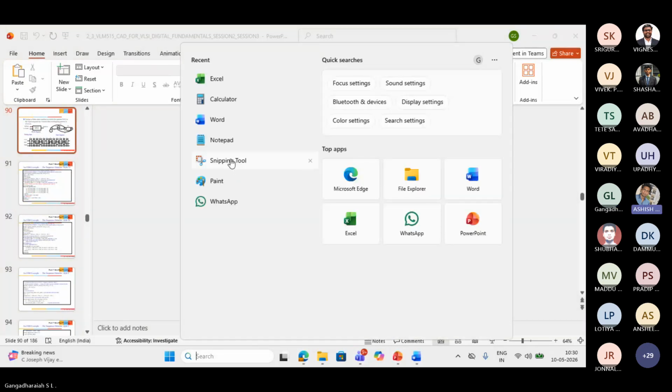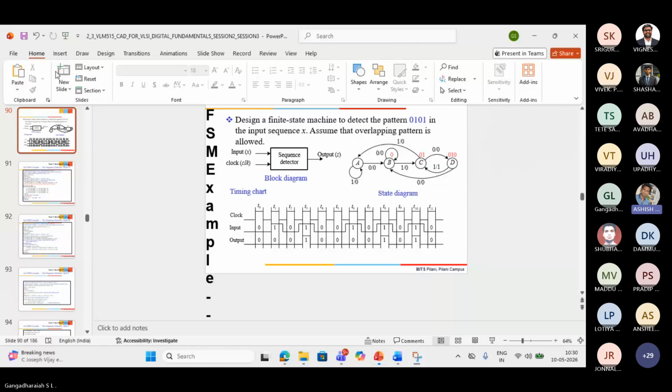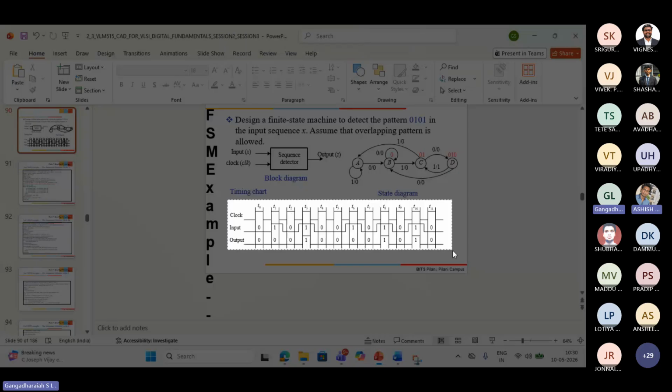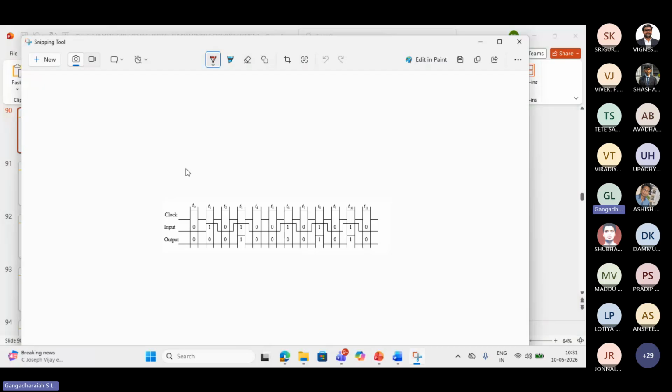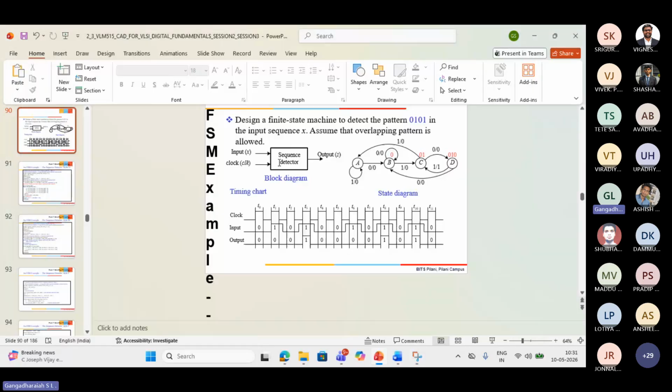Sir, why are we feeding this sequence? We are giving the input to detect the pattern 0101. Absolutely. See, this is my input X; 0101 is my input X only. Is this clear? Any doubts still? No. Input X, serially I'm giving 0, 1, 0, 1, like that. I'm providing input.